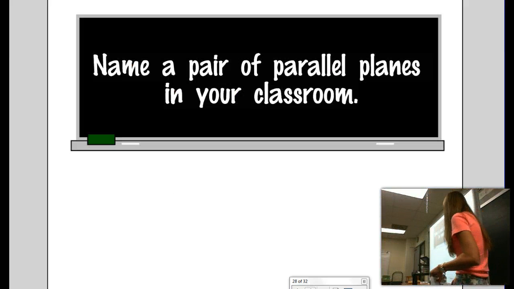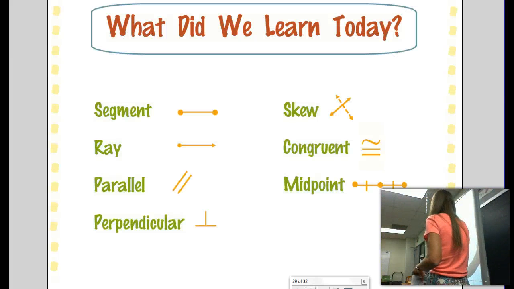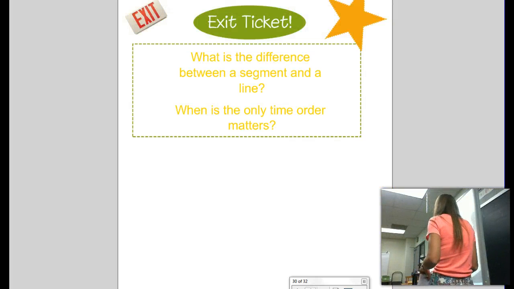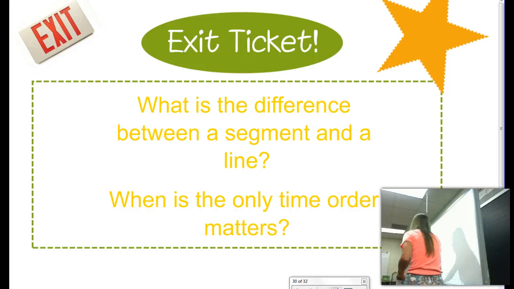Name a pair of parallel planes in the classroom. We're going to go all the way to the exit ticket. Ready? There you go. Exit ticket. This will earn you your worksheet.